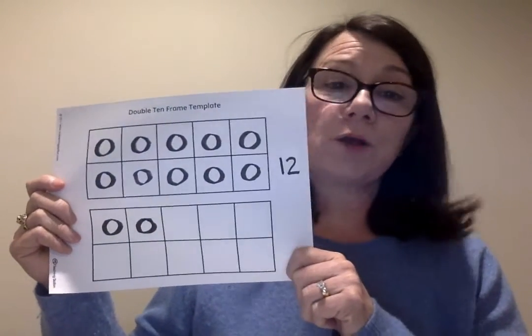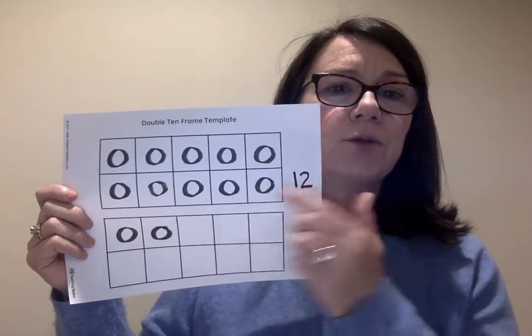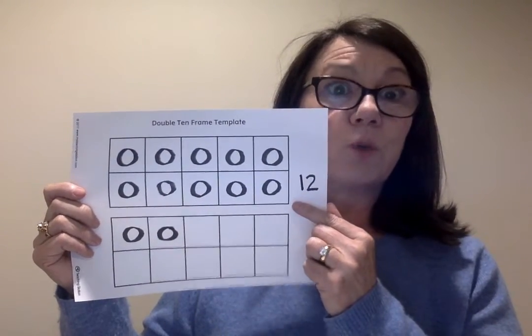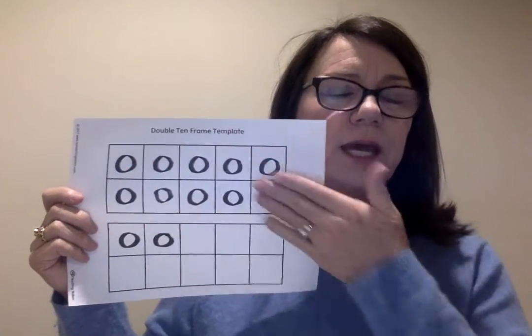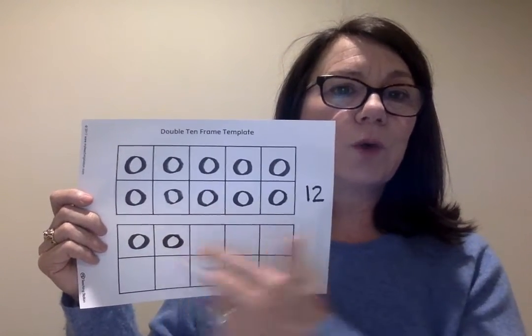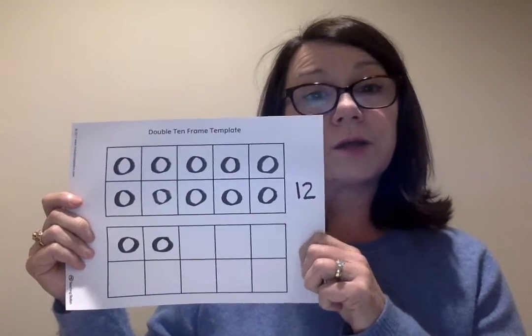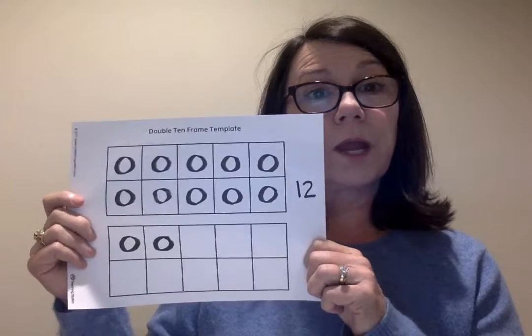So the first thing Carlos asks you to do is fill out the 10 frame with 12 counters and trace the number 12. He's already putting 12 over there. So I've done that for you. So we have 10, 11, 12. And I trace the number 12. All right, now Carlos asks you to put one more counter on your 10 frame. So you add one to yours, and I'm going to add one to mine.